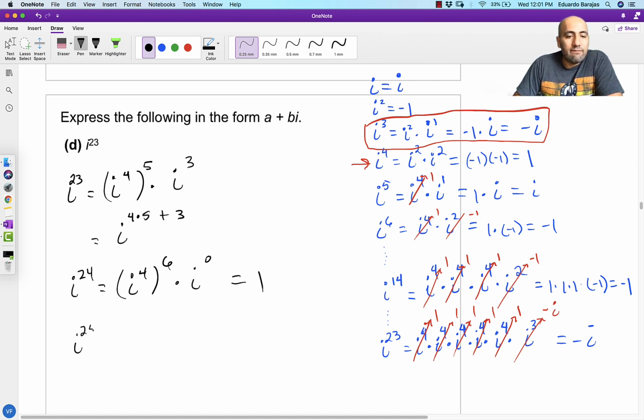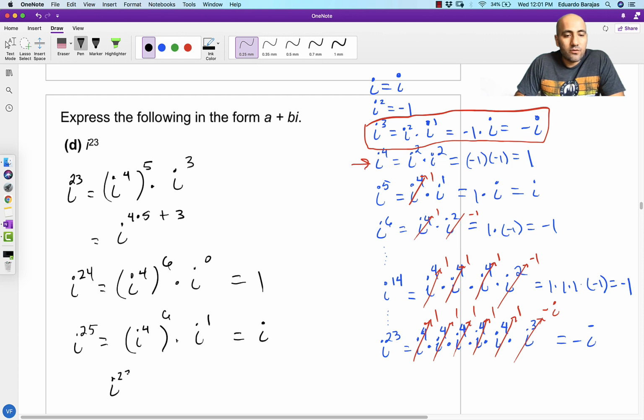i to the 25th is i to the 4th, times 6, and that takes care of 24 of them. And then there's one more, times i to the 1st, right? I know that this is going to become 1 to the power of 6, times i to the 1st power, which just becomes i. Okay, so hopefully that pattern is clear now.